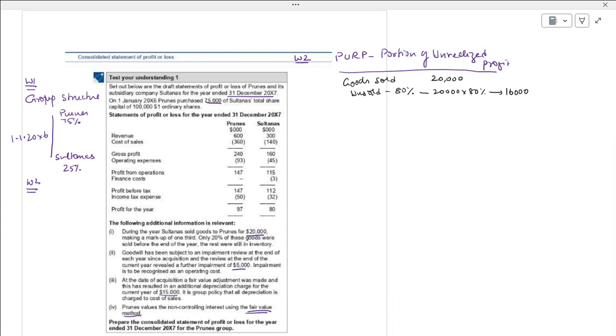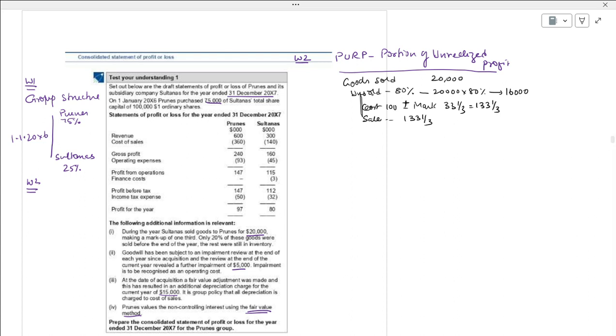They say markup of 1/3. If the cost is 100, markup will be 33 1/3. That means the sale price will be 133 1/3, which is 100 plus 33 1/3. This is very important. Markup of 1/3 means whatever the cost is, they are marking it up by one third.